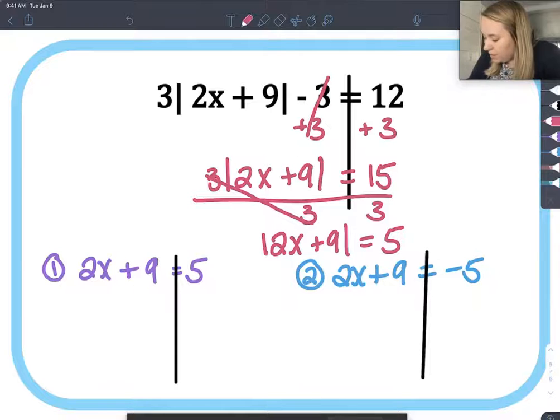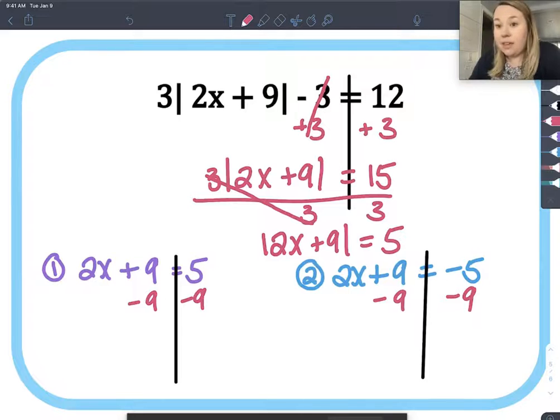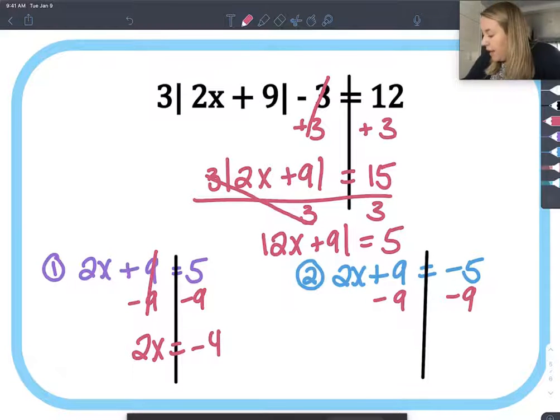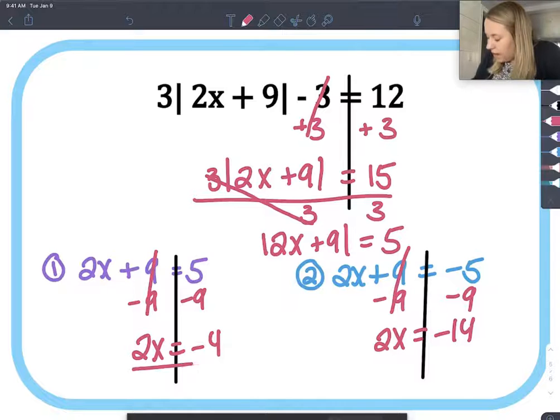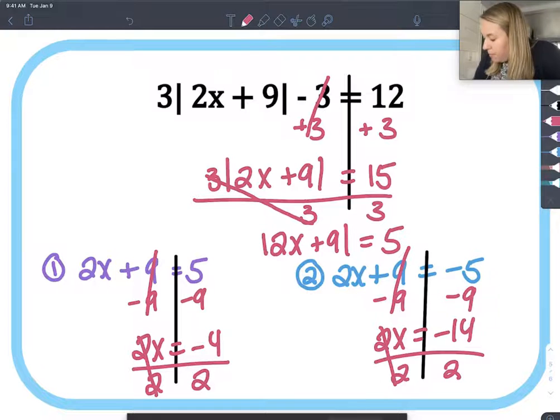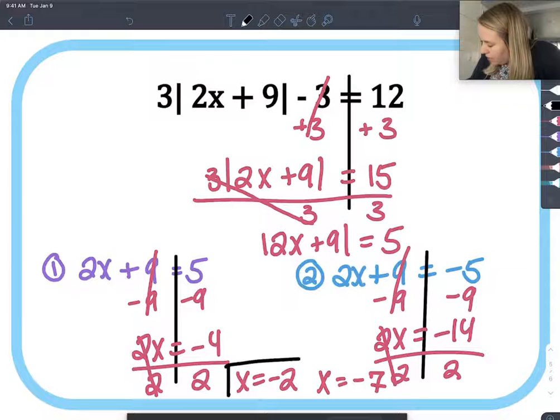Okay, for both of these, we are going to subtract 9. On the left-hand side, 9's cancel, bring down the 2x. 5 minus 9 gives us negative 4. On the right-hand side, 9's cancel, and 2x is equal to negative 14. Last step for both of these is to divide by 2. 2's will cancel out on both of them, and I get that x is equal to negative 2, and x is equal to negative 7. So that is our two answers.